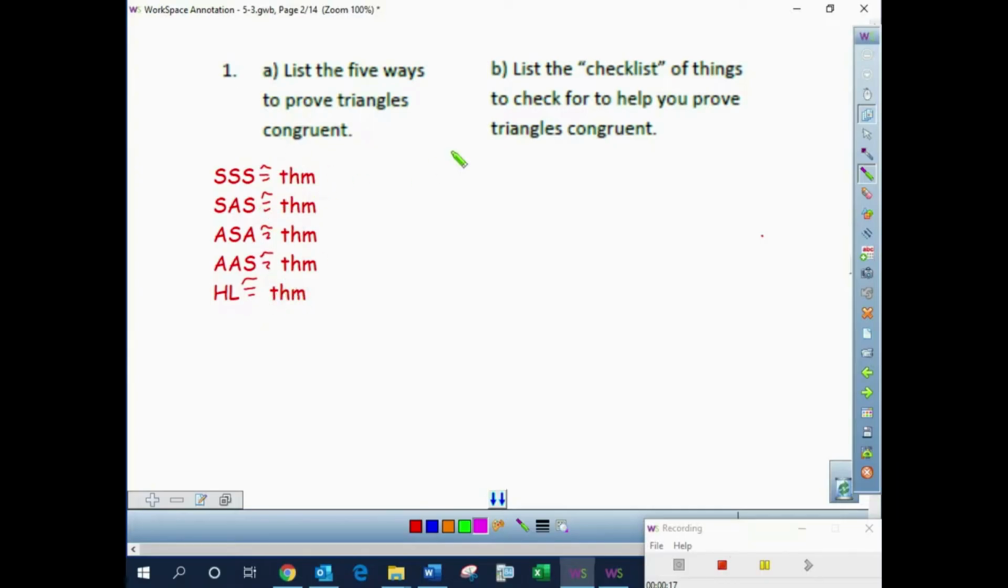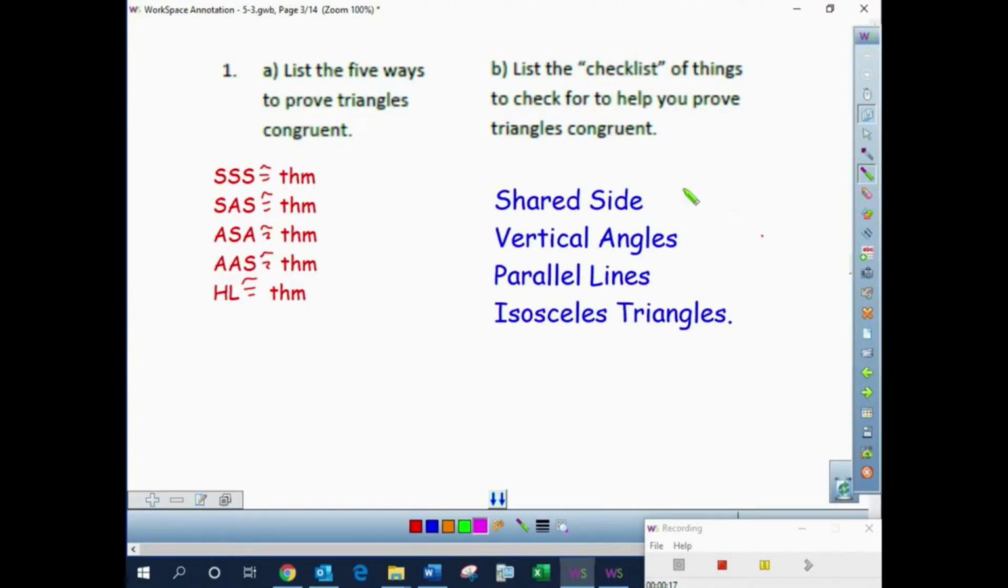But don't forget, sometimes they don't give us enough info to prove things right away, so we have to check for certain things. And those 4 things that we checked for was if there's a shared side, we can use the reflexive property. If there's any vertical angles, we can totally use the vertical angle theorem. Parallel lines is going to give us some angles congruent. And even if there was some isosceles triangles. So if you need to pause the video to write this down, you can do that. And let's just kind of dive in and start doing some proofs.